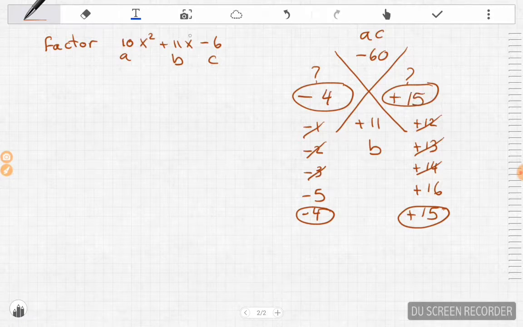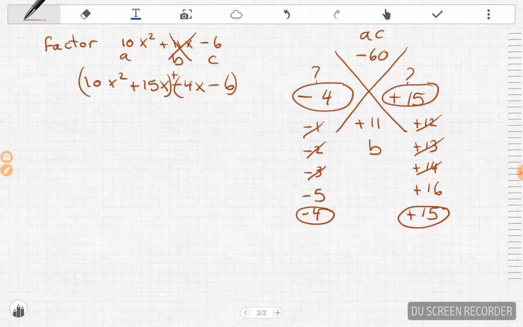What I'm going to do is break down the positive 11x into negative 4x plus 15x. Again, order doesn't matter. You can do it either way. I'm going to rewrite this as 10x squared plus 15x minus 4x minus 6. Again, I'm not changing the value. I'm just breaking down the 11x into 15x minus 4x. Now I'm going to factor by grouping. I'm going to take the first two terms together, and then these two together, but I'm going to put plus in the middle because negative 4 is a negative number. I'm not multiplying, I'm just adding. It's all added, right?